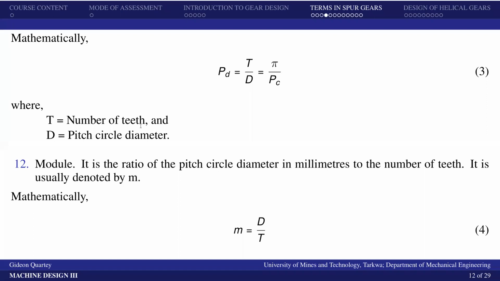Then we also have what you call the module. It is the ratio of the pitch circle diameter in millimeters to the number of teeth. All right, and it is usually denoted by small m. That's the module. And mathematically, we have the expression m is equal to d on t. So the module is the pitch circle diameter divided by the number of teeth on the gear wheel.